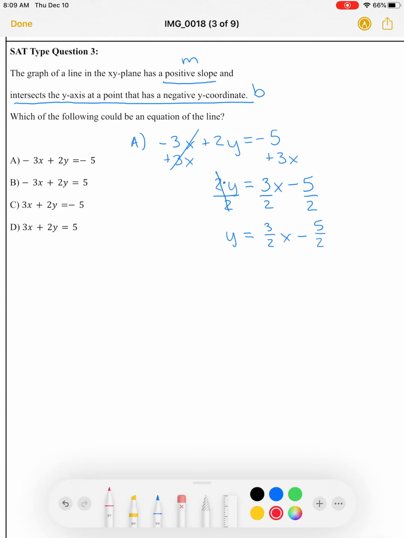Now, if we stop here and ask ourselves, is this the answer? Well, does it have a positive slope like we wanted? Yep. Does it have a negative y coordinate for b? Well, it has a negative right there in front of the 5/2, so yes. So this is the answer to this question.